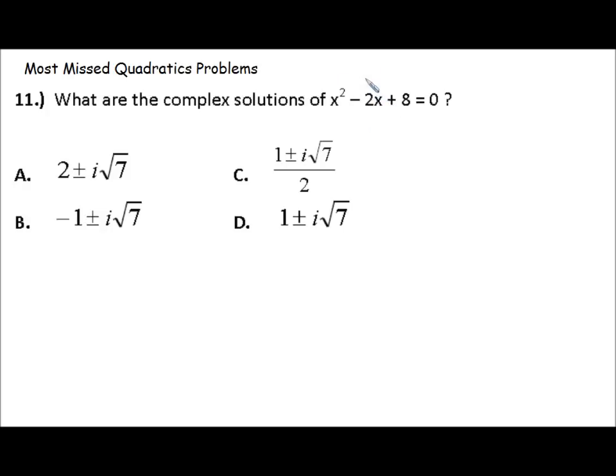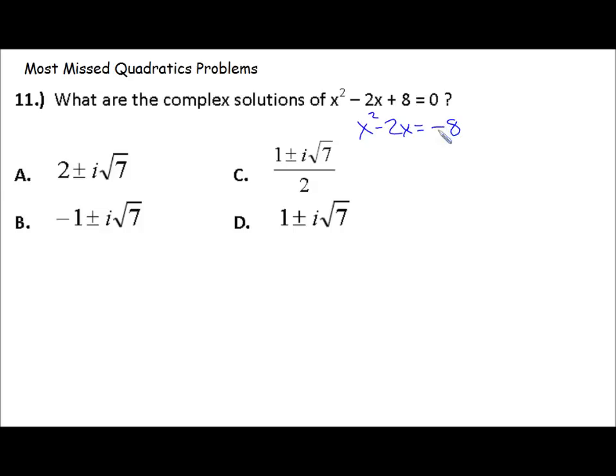So for completing the square to work, normally what we like to do is get all our x terms together on one side, x squared minus 2x. We like to get the numbers, or the constant, on the other side of the equal sign. So let's subtract 8 from both sides. We end up getting x squared minus 2x equals -8.